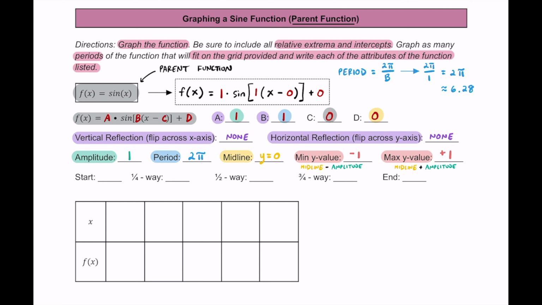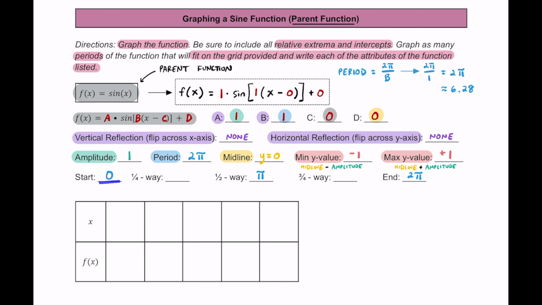To figure out when the parent function is going to start and end, as well as when it is a quarter of the way through the cycle, halfway through the cycle, and 3/4 of the way through the cycle, we have to take a closer look at the period of this function. So the period is 2 pi here. So keep in mind that sine functions are always going to start at 0 for the parent function. And we know the period is 2 pi, so it's going to end at 2 pi because that's how long it takes to start and end. So halfway through, well, half of 2 pi is going to be 1 pi. So that's right in the middle, halfway through.